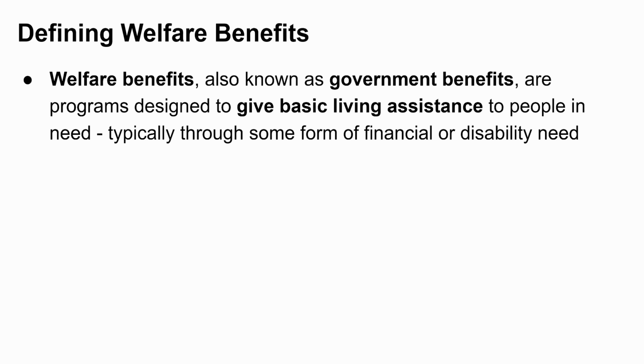So first we're going to define welfare benefits because some people may not know what that means or what they are. We're not going to get too into it because it would be a much longer video to go over all types of welfare benefits and the history of welfare benefits, but as a basic definition, welfare benefits, also known as government benefits, are programs designed to give basic living assistance to people in need, typically through some form of financial or disability need.